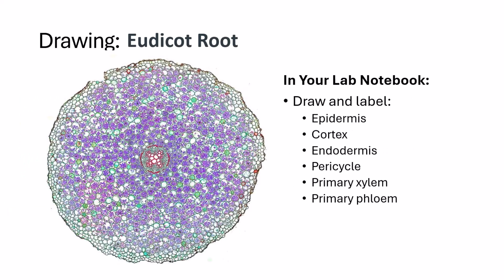Now, using the slide image as your reference, draw a labeled cross-section of the Eudicot root in your lab notebook. Be sure to include and label the epidermis, cortex, endodermis, pericycle, primary xylem, and primary phloem. Focus on showing their correct positions and overall arrangement, especially the cross-shaped xylem in the center.